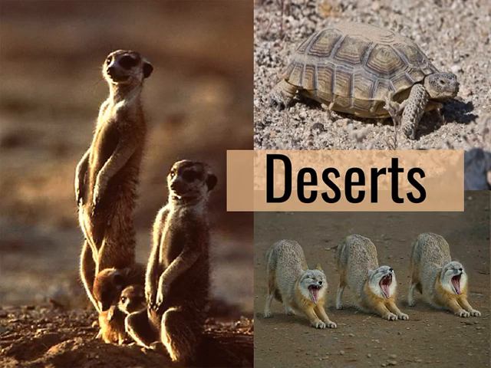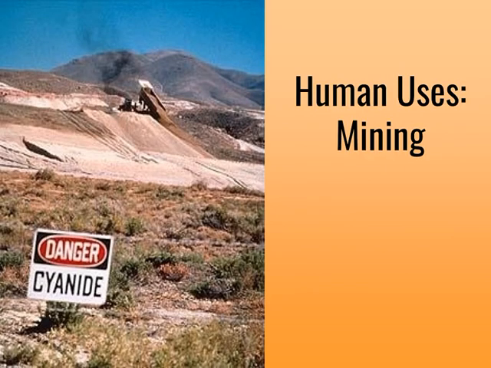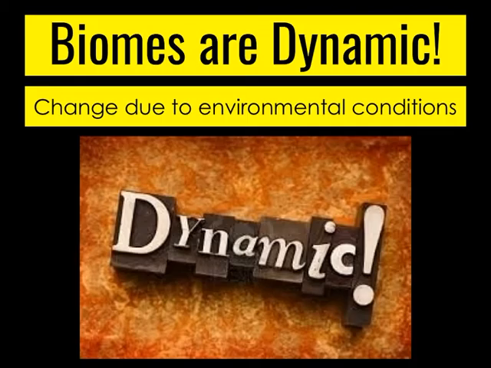In the desert, you can see a variety of organisms. Here we have some meerkats, a tortoise. All of these organisms have characteristics or adaptations that allow them to either store water for long periods of time, or they burrow into the ground to stay cool and avoid becoming dehydrated. And then let's talk about some of the human uses. A lot of deserts contain minerals, and so we mine for these minerals and manipulate the environment.